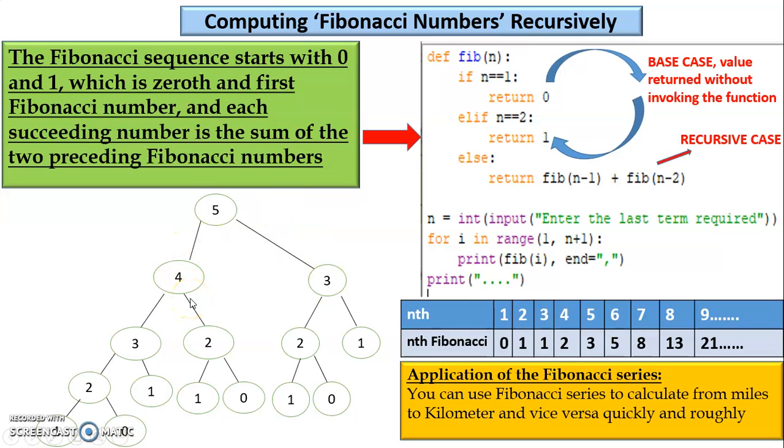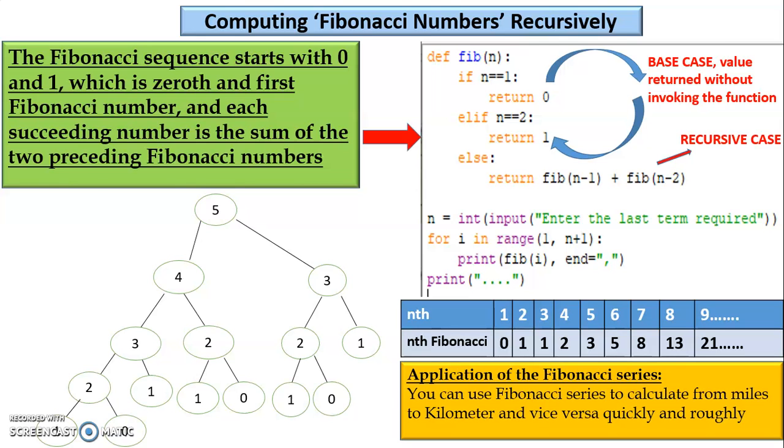Again, 4 will invoke 2 times, that is n minus 1 and n minus 2. Similarly, you keep doing it until you reach the base case. What is the base case? 1 and 0. Clear? This is another way. It's always good practice to trace the recursion using a recursion tree to check whether your program is correct. Your factorial of the number and the Fibonacci are clear.